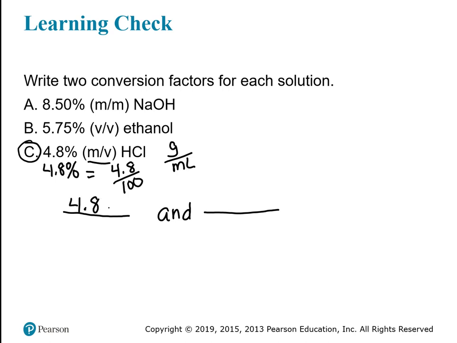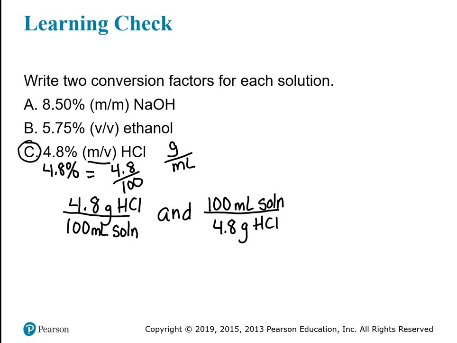For our conversion factors, we can have 4.8 grams of HCl over 100 milliliters of solution. I abbreviate solution SOLN. Too many letters to keep writing. The second conversion factor, you flip it. You put the 100 milliliters of solution on top and 4.8 grams of HCl on the bottom. We good with that?